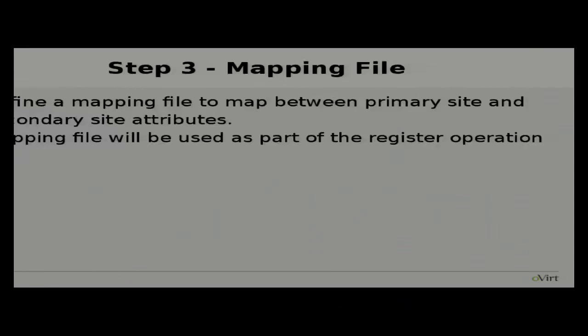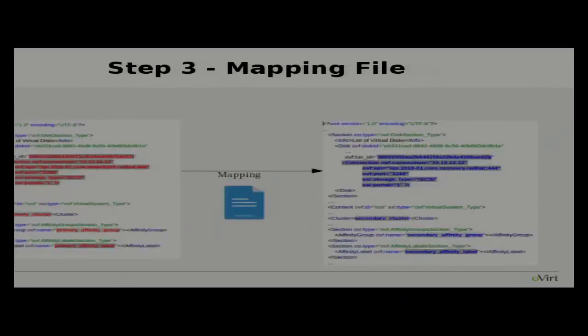For that, he needs to prepare a mapping file. What the mapping file basically does is that the user will use a pre-configured mapping file that will say, when you get a VM with an OVF that defines a permission or cluster whose name is A, in the secondary setup it should be B. Using this mapping file with the register operation, this is done automatically. That's basically what needs to be done.